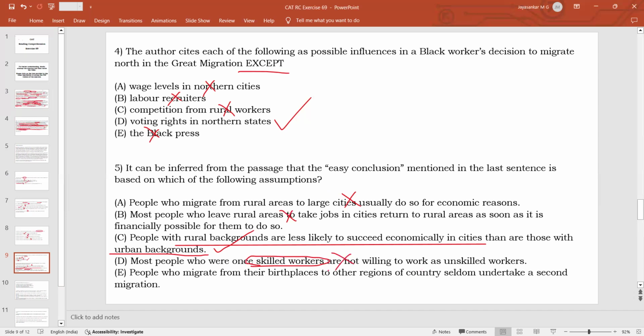This is completely irrelevant. Option E, people who migrate from their workplaces to other organizations seldom undertake a second migration. Again, irrelevant. We are not talking about whether they will undertake a second migration or not. Our task is to find a statement that supports the conclusion that the people who migrated did not succeed economically because they were originally from rural areas. And option C says that when you are from a rural area, you are not going to succeed economically in cities. So this is supporting that conclusion. So this is the assumption.